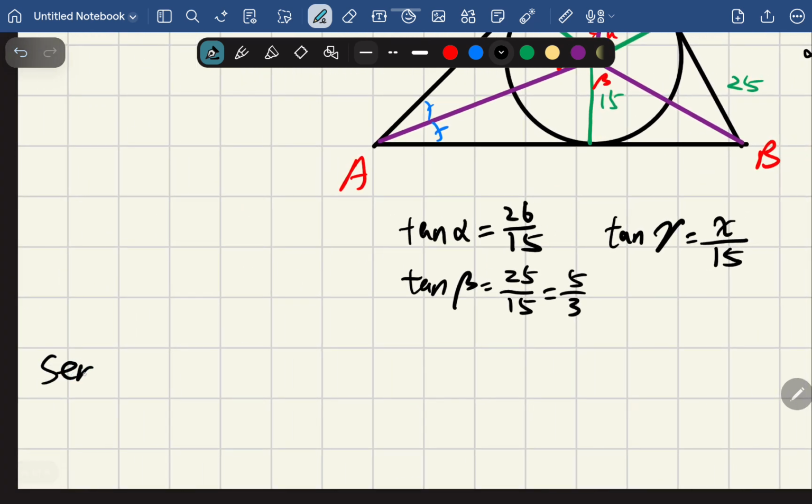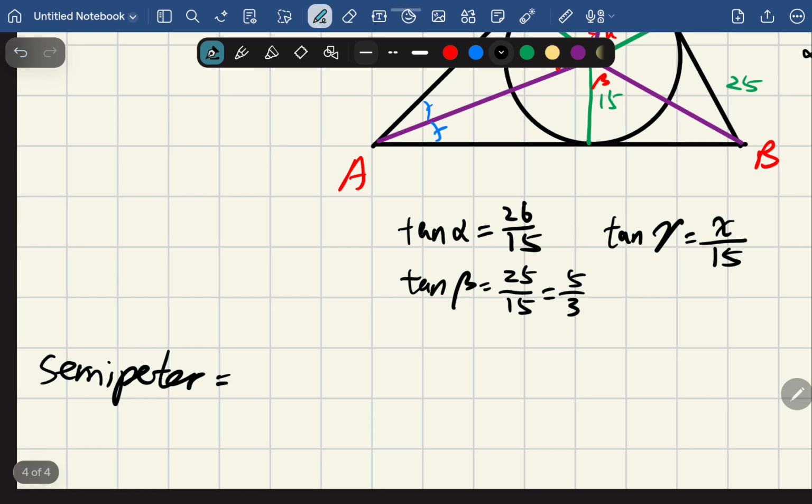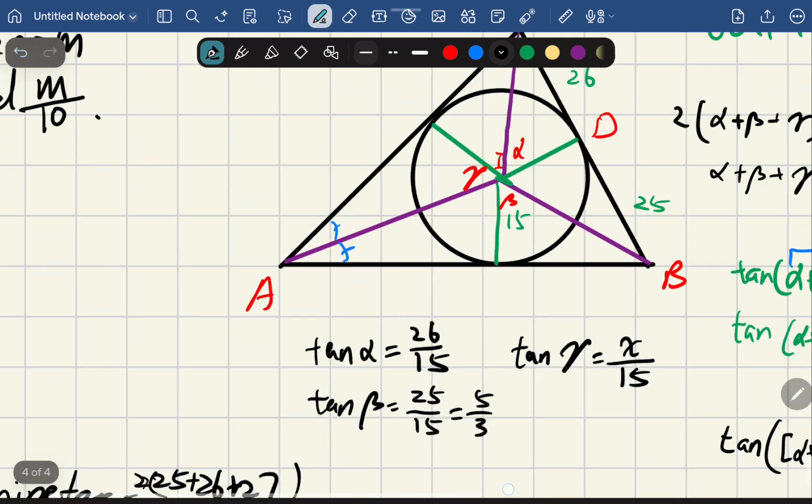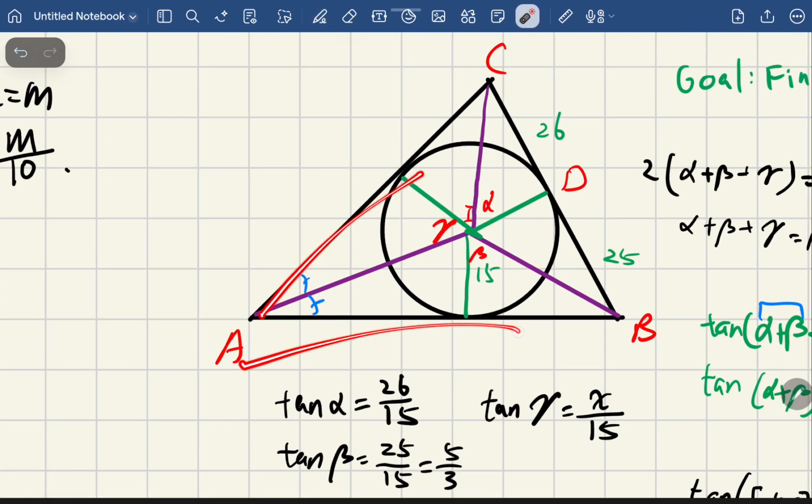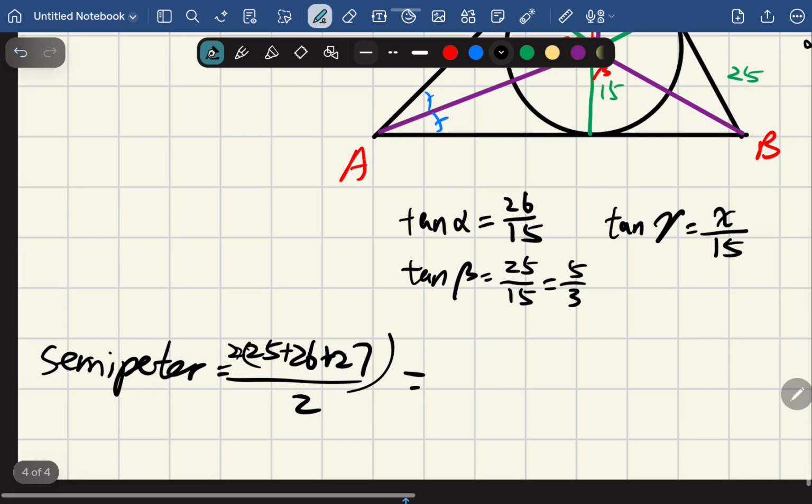So the semi-perimeter, which is useful for area for triangles with incenters and incircles, is 25 plus 26 plus 27, right? Well, it's times 2 and then over 2, but that still gives the same thing, right? Because each length shows up twice, here, here, here, here, here, here, in pairs.